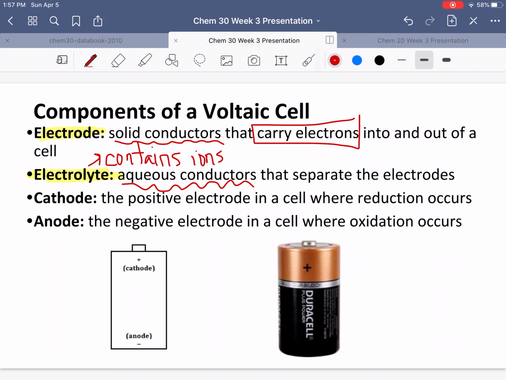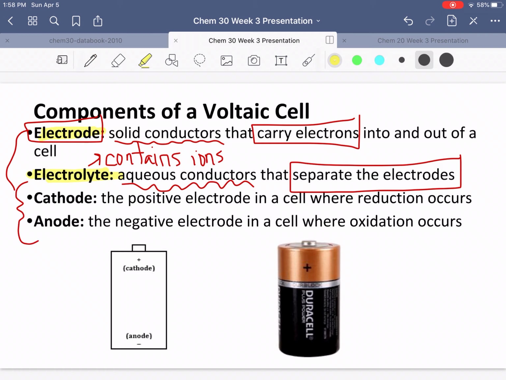conductor. And the whole purpose of it is to separate those electrodes from each other. That way, electrons can travel between the electrodes. Now, within the electrodes, we have two different ones that we're going to be focused on. And these look a little bit familiar, or they should.